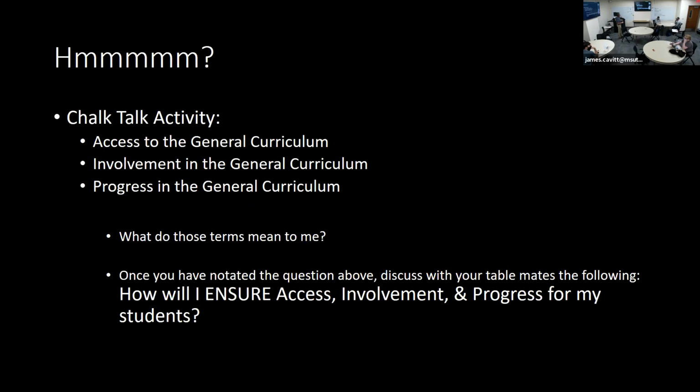So we're not going to do a chalk talk activity. This was a presentation I did, and chalk talk is where we walk around and write things on poster boards. But I want you guys to talk with your table mates or people close to you. What do you think access in, involvement in, and progress in might look like? And then, how will I ensure that I'm giving access in, involvement in, and progress in to my students? How am I going to ensure that? Remember, ensure means you must make it happen. So talk to your table mates for a moment.